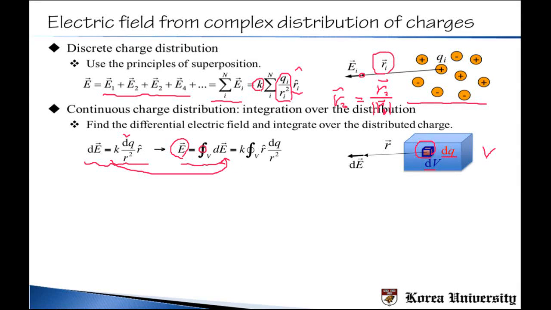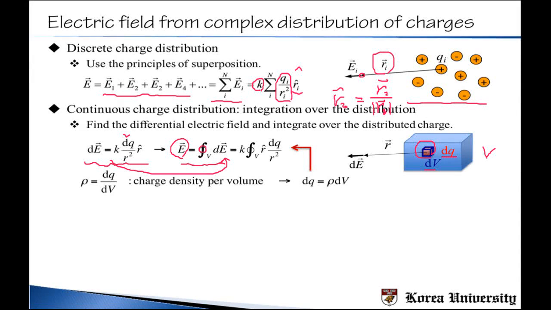Then this is the expression you get. And then you might ask how we actually calculate dq. Maybe you're familiar with integration as a function of x or y, but how do we integrate over dq? And in this case, there is a trick.